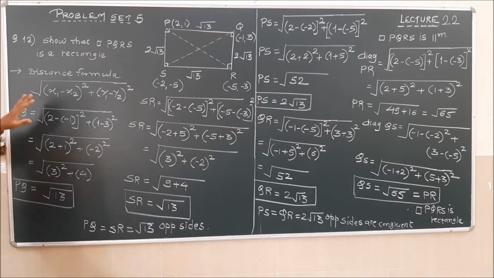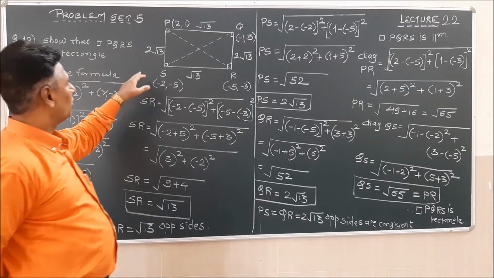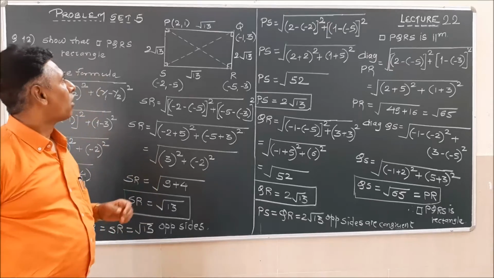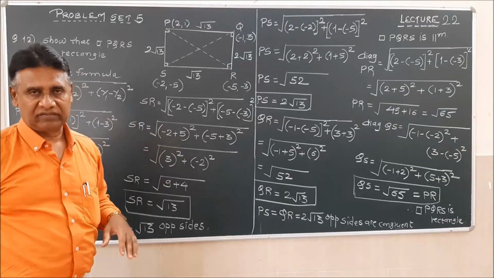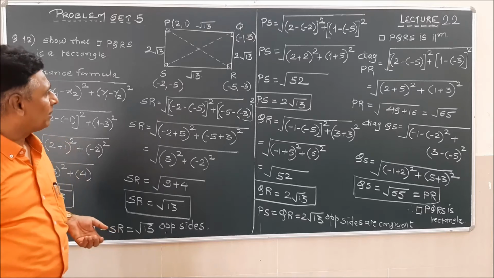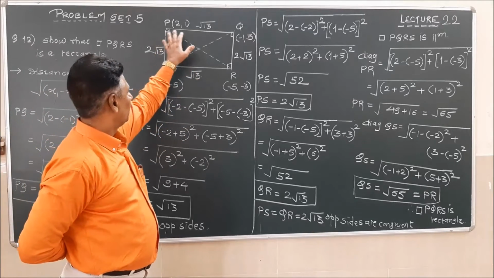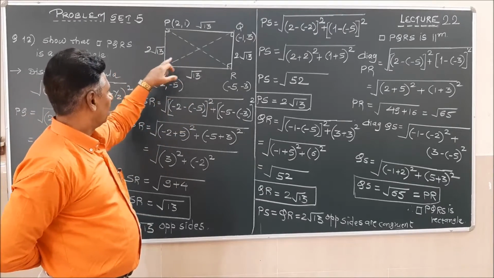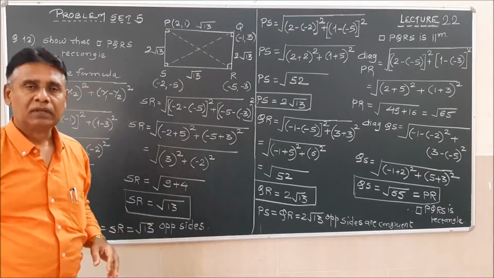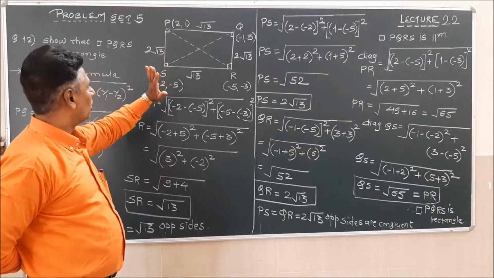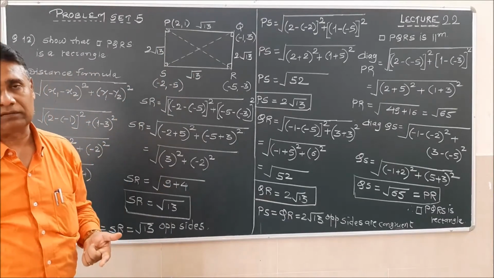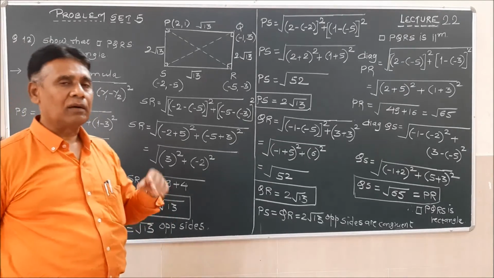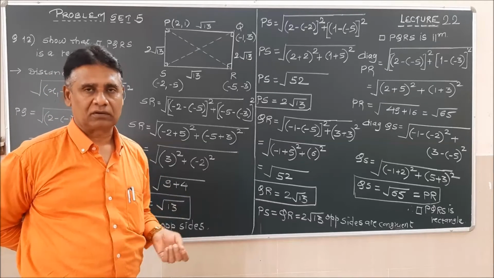In this case we need to prove quadrilateral PQRS is a rectangle. Here we are going to prove PQRS as a parallelogram first. To prove it as a parallelogram, by distance formula we will find the length of PQ as well as SR. In the same manner we will find the length of PS and QR. If opposite sides are congruent, then it will be a parallelogram. Try to understand this first. So it is going to be a parallelogram only if we prove opposite sides are congruent.